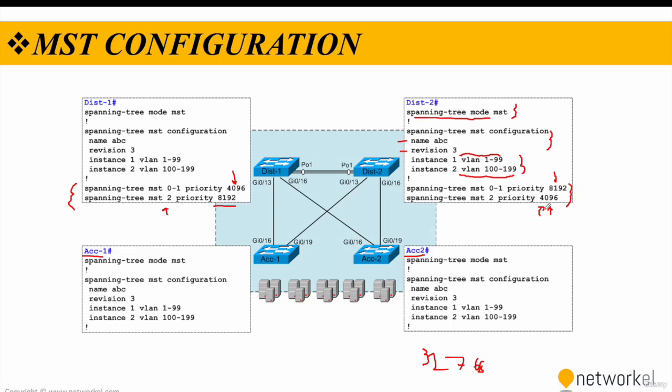So in summary, this switch will become the root bridge for instance 2, which covers VLANs 100 to 199, because it has the lower priority for this range. And this other switch will become the root bridge for instance 1, which covers the VLAN range between 1 and 99, because the priority is 4000. This one has a priority of 8000 for this, and the others are using the default priority, which is 32,000-something.